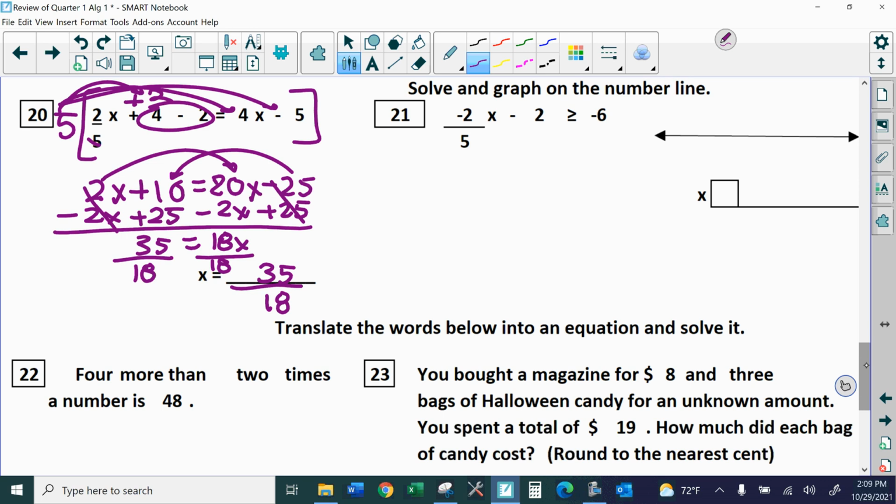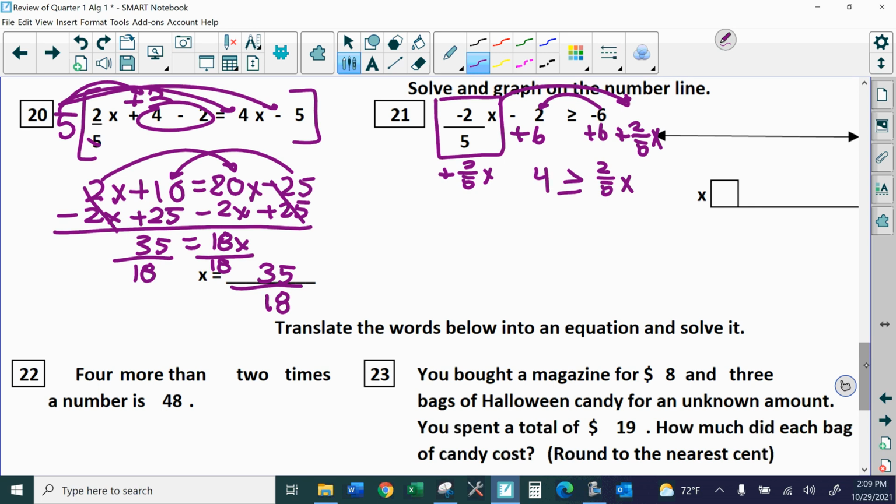All right, 21. We have, again, we're solving for x with an inequality. So first thing whenever I'm dealing with inequalities, I'm solving for the x. I only have this one x term right here. Is the coefficient positive or negative? It is negative, so I want to move it to the other side to make it positive, which means the constant is going across. So I'm adding 2/5 x across, and I'm adding the 6 across. So now I have 2/5 x is less than or equal to 6 minus 2 is 4.